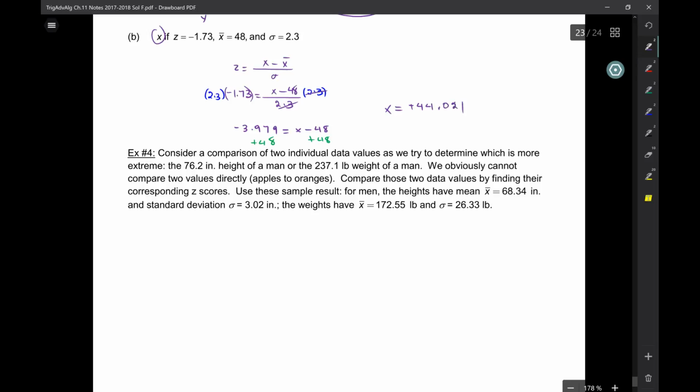Now, if x bar is given to you in whole numbers, keep it to as many decimal places as x bar. Okay? So x would be 44. All right? So same decimal places as x bar. Okay. All right. Consider a comparison of two individual data values as we try to determine which is more extreme. Okay.